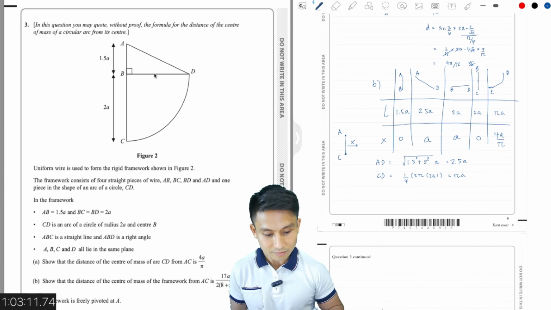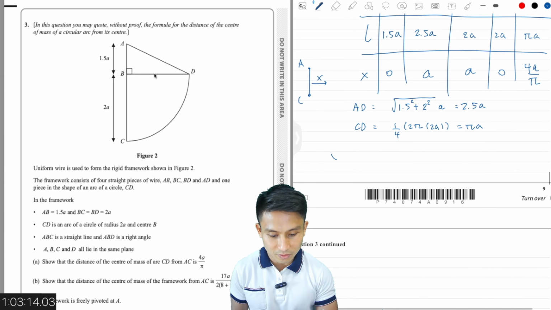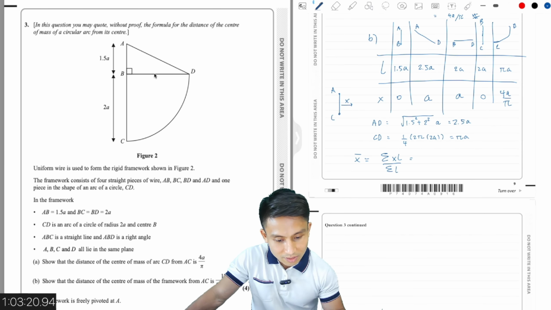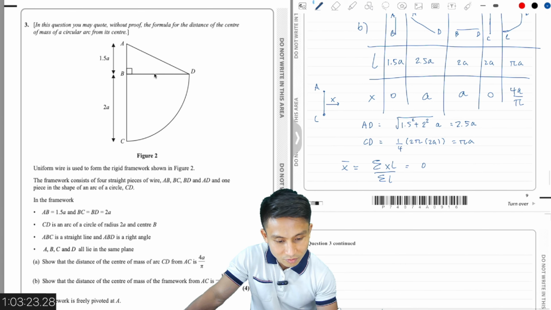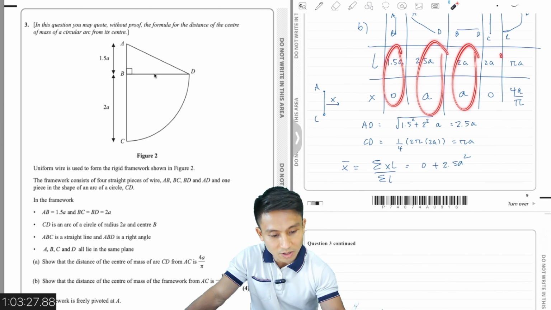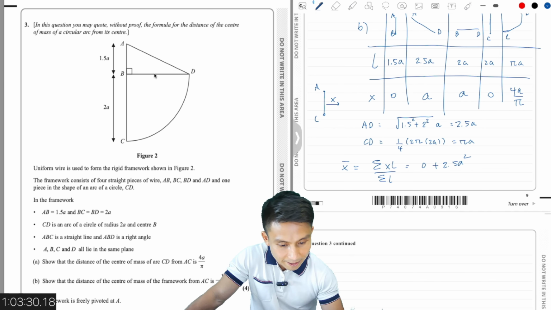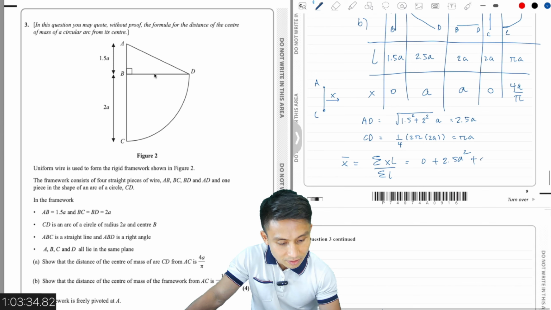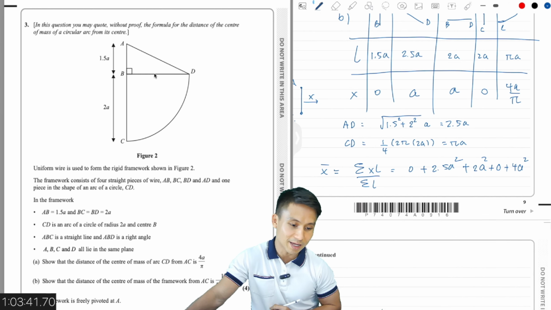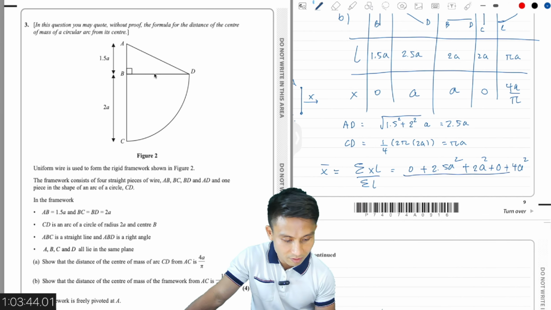Yeah. And now we just do x bar equals sigma xL over sigma L. Rather than a, we use L. So sigma xL, well, seems like I have 0 plus 2.5a squared. Just multiply the 2 rows for each column and add them up, right? So the first one is 0, the second one is 2.5a squared, the third one is 2a squared, the fourth one 0, and the fifth one would be 4a squared because the pi cancels there. Okay, divided by the length.